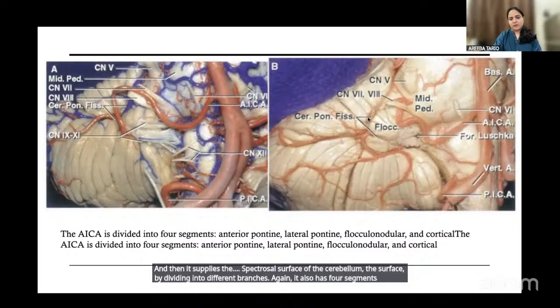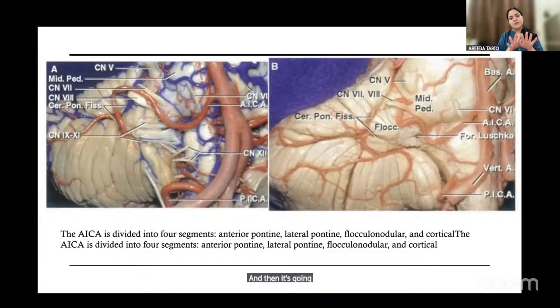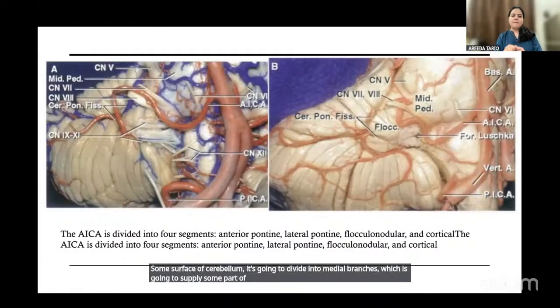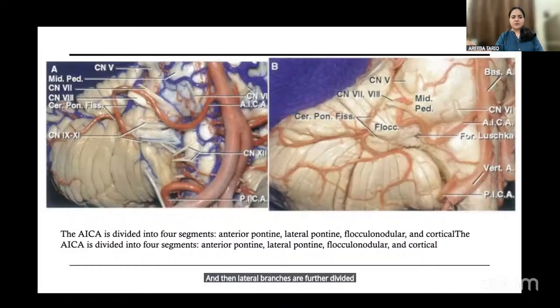Now, the best way of remembering arteries is that every artery is going to have some segments, and then it's going to supply a surface. Whenever it's going to supply some surface of the cerebellum, it's going to divide into medial branches, which supply some part of the vermis, and lateral branches, which supply some part of the cerebellum, and then the lateral branches are further divided into anterior, middle, and posterior groups, something like that. So that's an easy way of remembering.